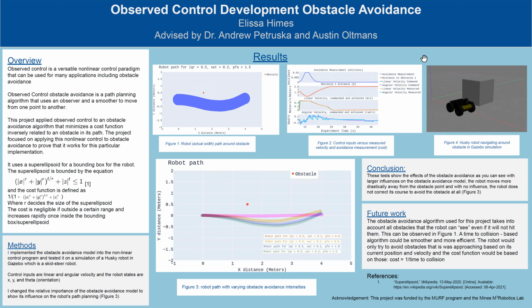A way that this could be improved is to use a cost function that is based on time to collision. This method could use current position and velocity and base the cost function on the time until the robot will collide with an obstacle. This way, if it is moving away from an obstacle or just driving next to it but won't hit it, it doesn't bother moving away from the obstacle.